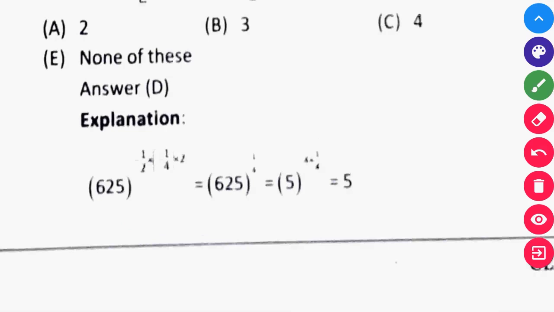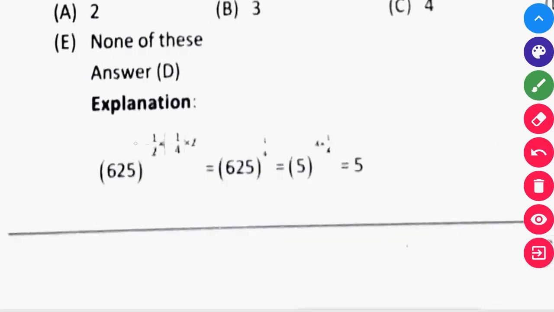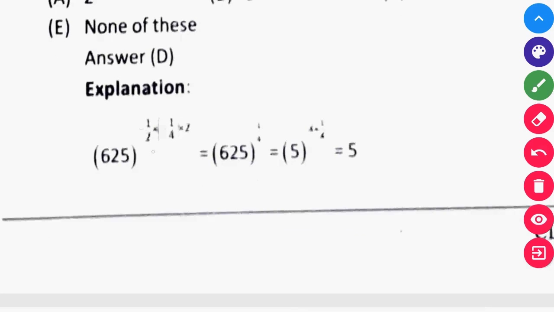So our answer here is 5. You just see, 625 raised to all these things. You just simplify this and we get our answer as 5.